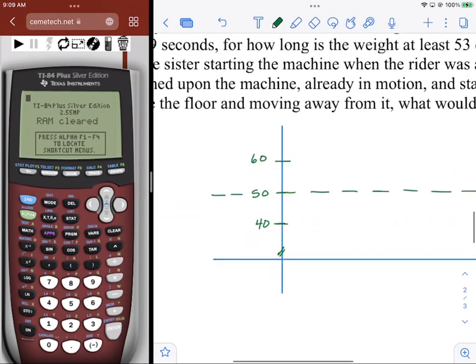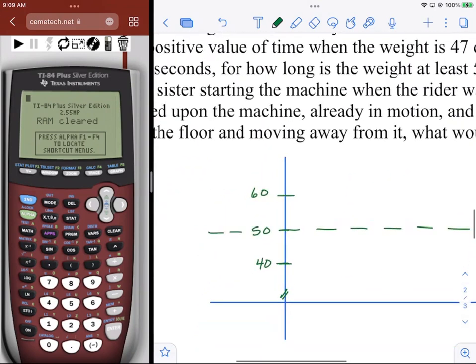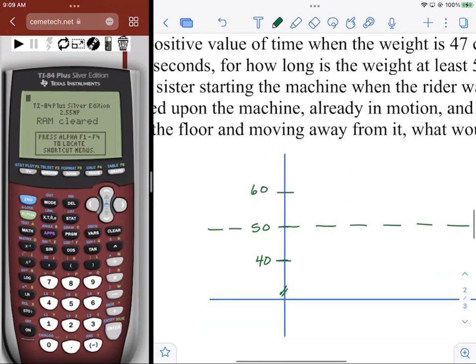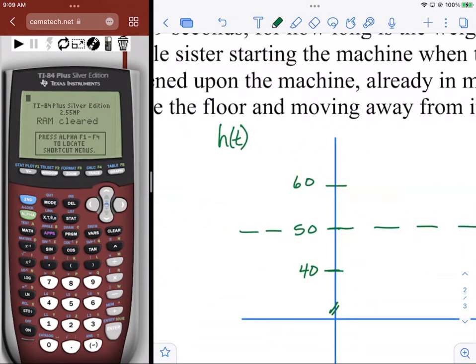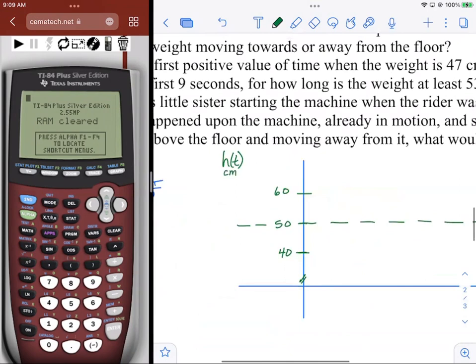Now, the other thing that I'm going to do, since this is a word problem, is I'm going to label the axes. I'm going to call this h of t for height above ground. And then I'm going to put the units next to it, centimeters. Okay. So I've defined the function to be h instead of just y equals.